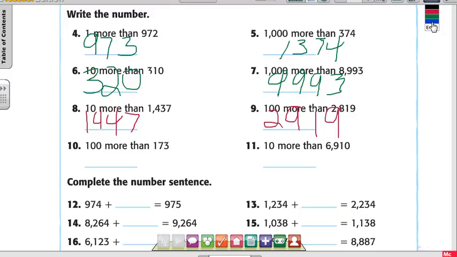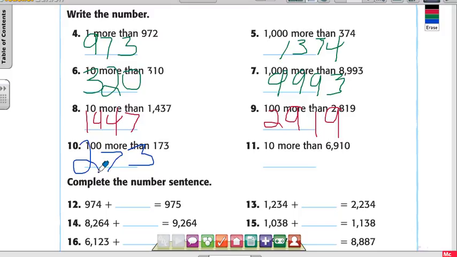Number 10, I need to add 100 more. What would that be? Okay, it's only 3 digits, so it's only 100. So does the tens change? No. Does the ones change? No. So I need to add 1 to the number in the hundreds place, which is 1. So what's 1 plus 1? 2. So if I add 100 more to 173, that would be 273.